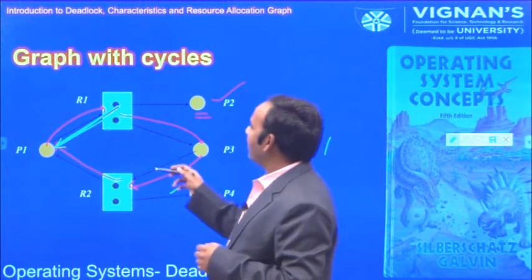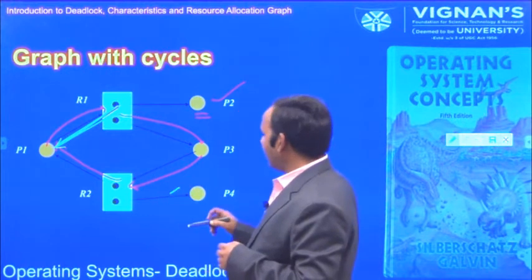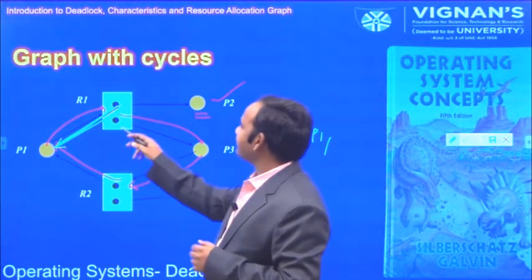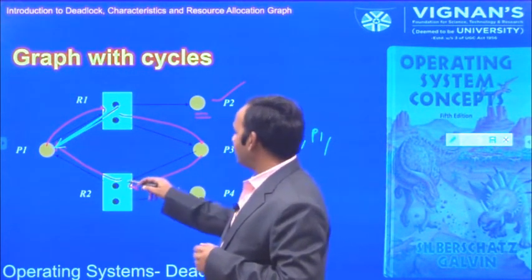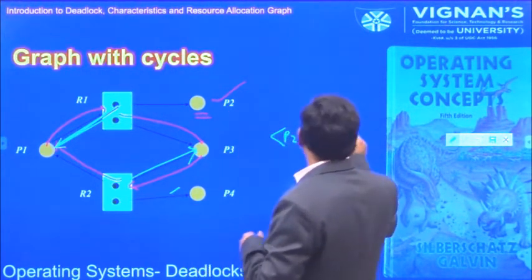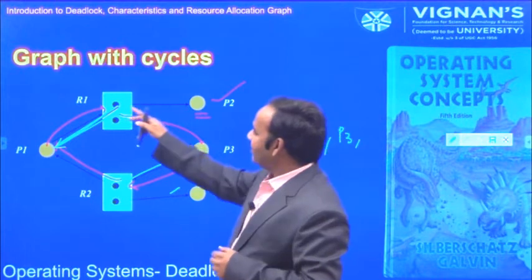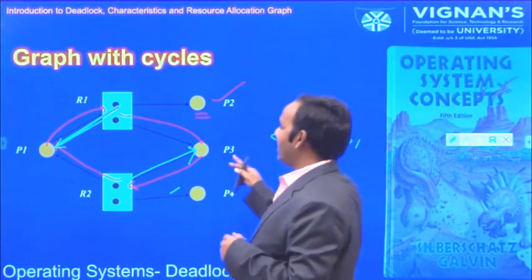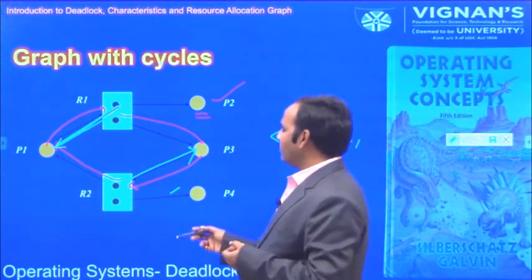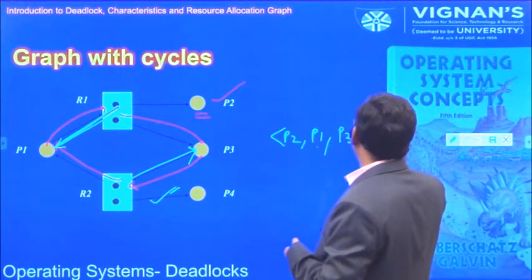Once P1 completes execution, what resources is it going to release? It is going to release R1 and R2. Then P3 needs R2, and this instance is allocated to P3. Now P3 can continue its execution. Why? Because P3 needs R1 and R2, and after execution of P1, P3 can continue. Finally, P4 needs only R2. R2 is already allocated, so next is P4.